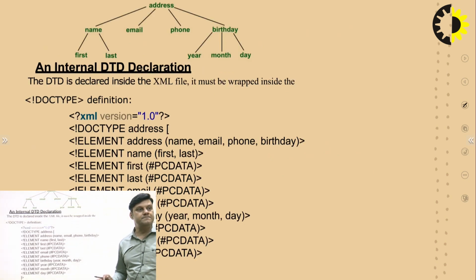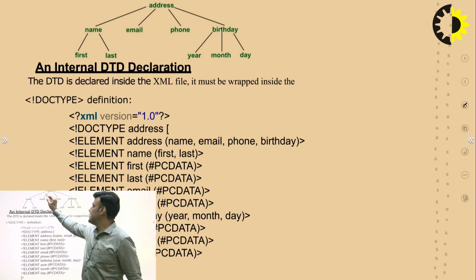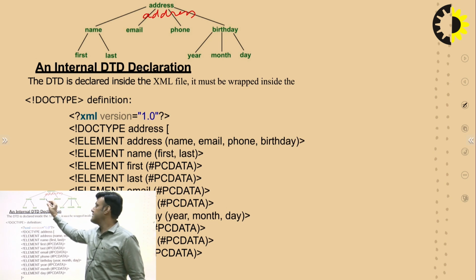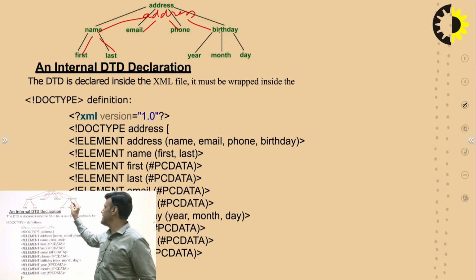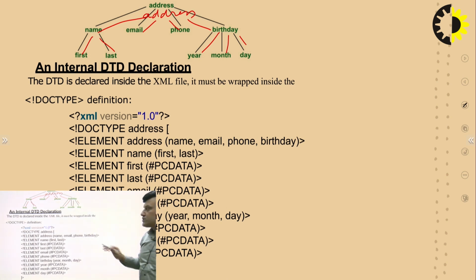As you can see, there is a tree with one root tag called address, and that address should have name, email, phone, birthday. Name must have first name, last name, and birthday has year, month, day. So this is a tree format. This is the structure of a DTD.